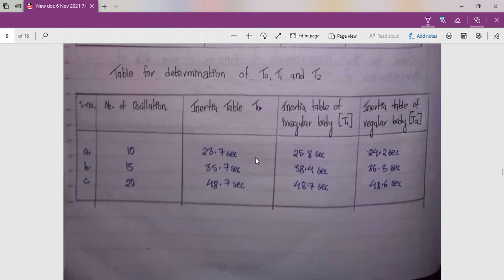Now we know the time period for 10, 50, 20 oscillations, for each individual case, that is inertia table alone, with the regular body, and with the irregular body. In this way we got T0, T1 and T2. 3 times we get the value.